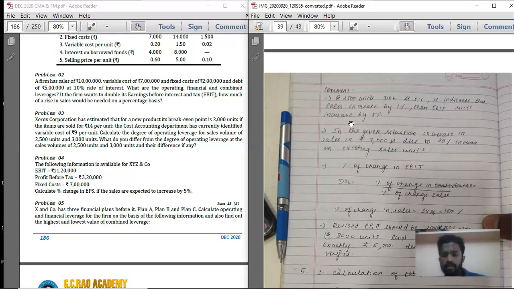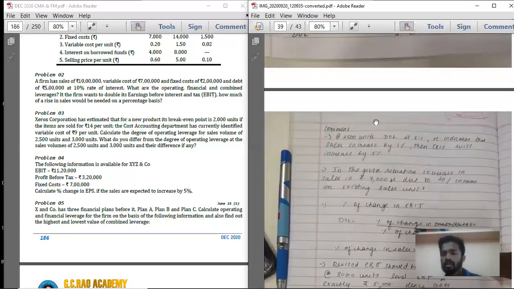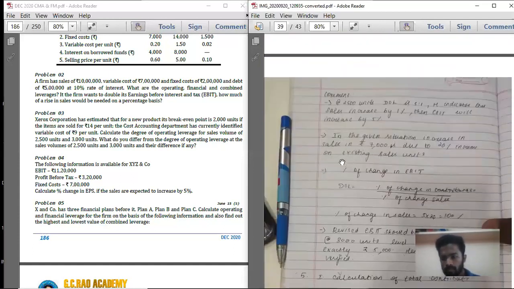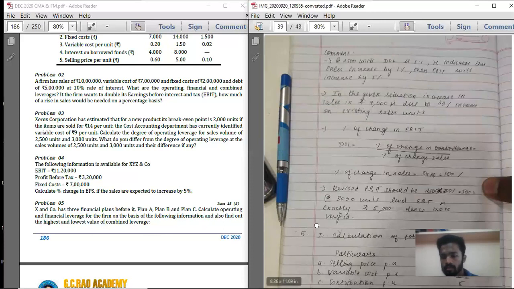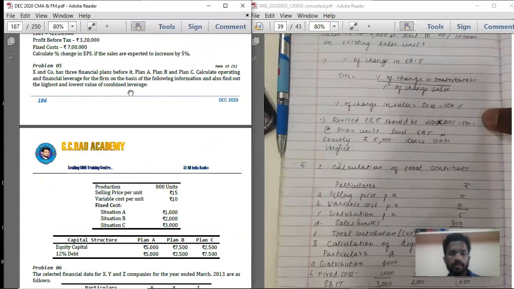At 3,000 units, DOL is 3:1. It indicates that if sales increase by 1%, then EBIT will increase by 3%. Okay. With that, we have completed problem number 3.